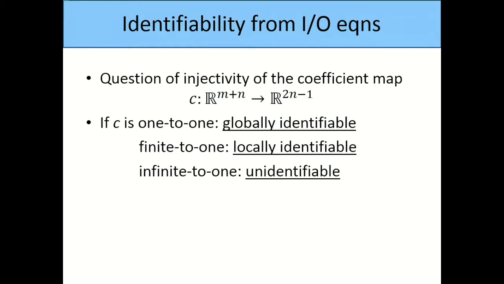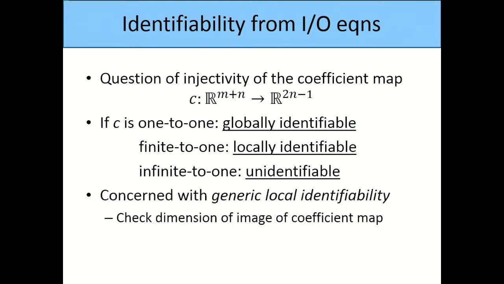I should mention that in this talk today, when I say identifiability, I really mean generic identifiability. Even though I don't always say it, I mean our identifiability holds everywhere except possibly on a set of measure 0. Specifically today, I'm concerned with generic local identifiability. So I'm really just concerned with this question: is our coefficient map generically finite-to-1 or infinite-to-1? Is our model locally identifiable or unidentifiable? That's the question I'm going to be asking.